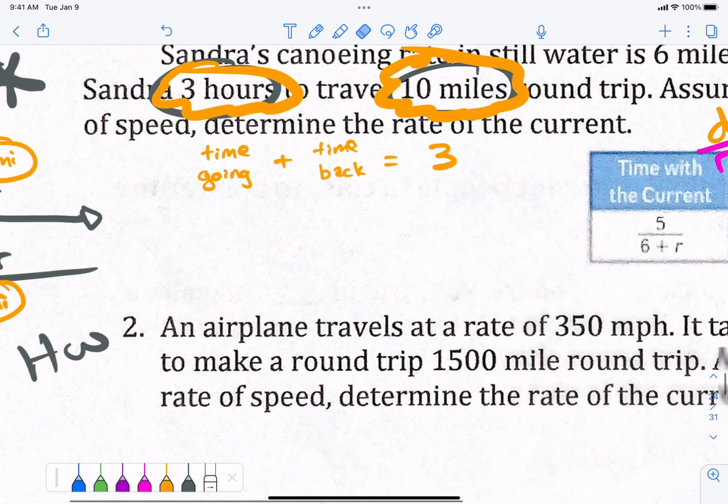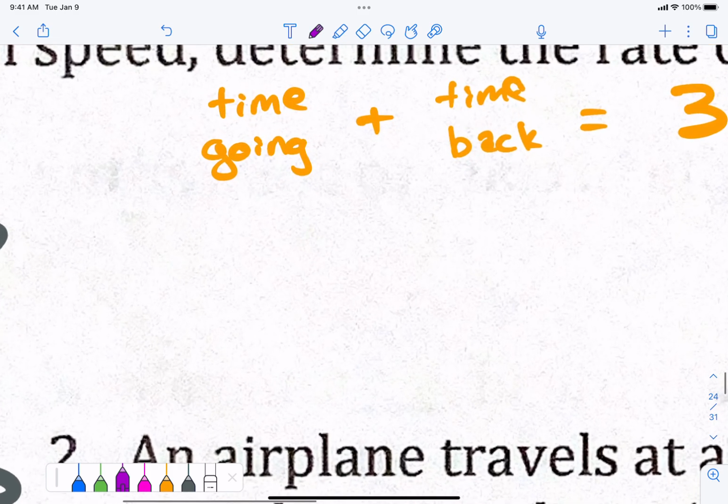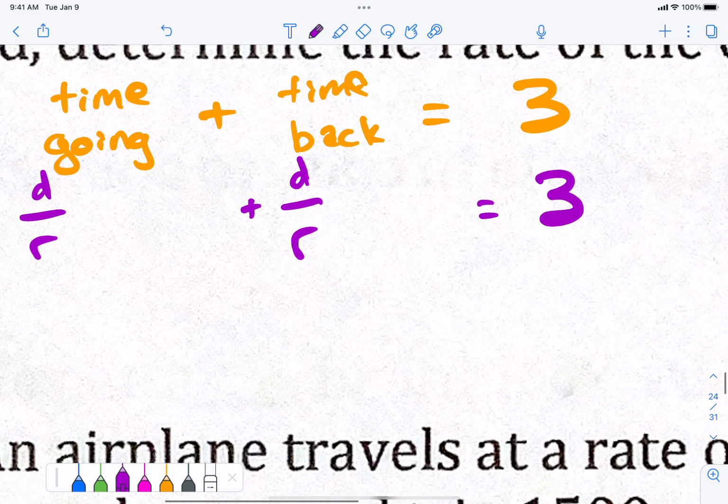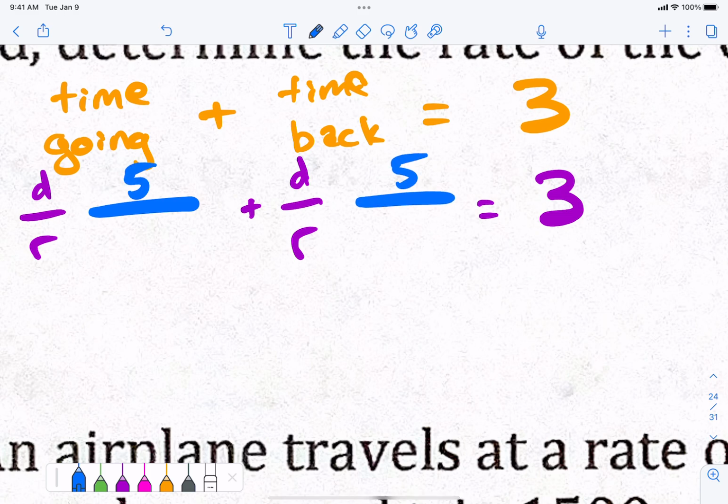Okay, so back over here at time. The time going is the distance divided by the rate, plus the time coming back is the distance divided by the rate. And we know that that's equal to 3. Time going plus time coming back is equal to 3. Got it? Okay, let's talk about time going. Distance. How far are we going distance-wise? 10 miles. What's the distance going? 5. Right? And the distance coming back is 5, right?